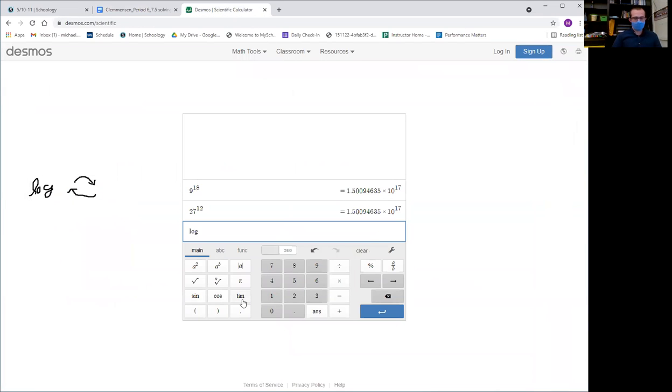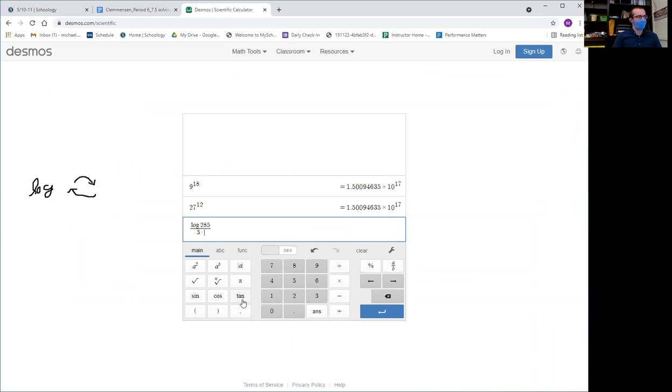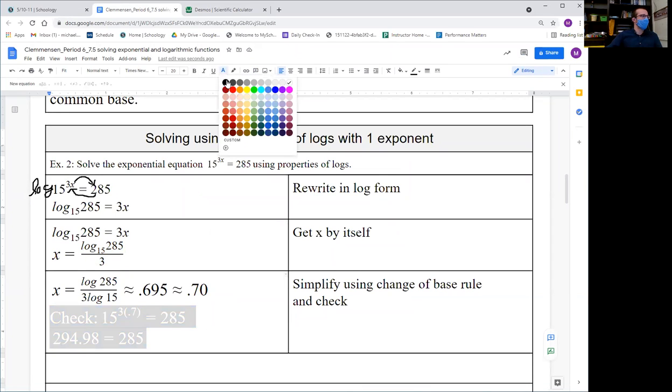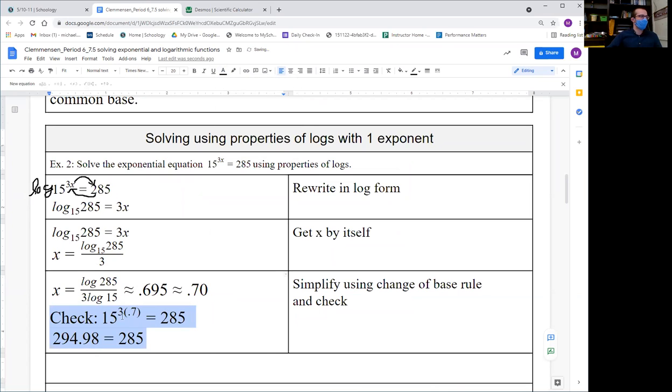Again, log of 285 divided by 3 times the log of 15 gives us 0.695763712. We round that to be 0.70. Now, when we check our answer right here, we end up with this check right here. Again, I plugged it into my calculator, plugged in 0.7. 15 to the 3 times 0.7 gives me this.